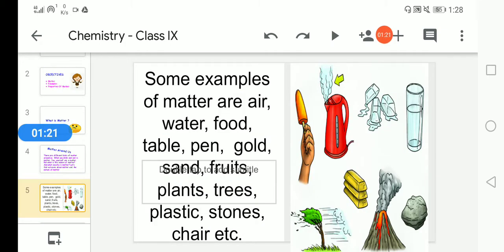Here are some examples of matter around us. This includes air, water, food, stones, plastic, chairs, benches, etc. Majority of the things that we can see around us, that may be living or non-living thing, include this matter.